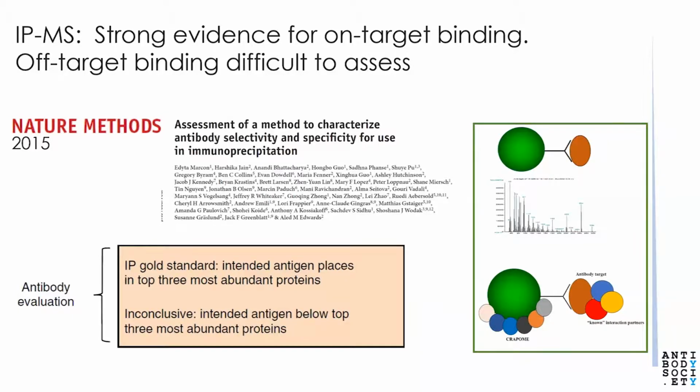The challenge with this approach is that usually the immunoprecipitate contains hundreds of proteins, and it's difficult to determine which of these 100 proteins are interaction partners of the intended target, which ones are cross-reactive proteins, and which ones are simply sticking to the beads used for the pull down. So IPMS, when used in this way, which is to use antibodies to pull down proteins from total cell lysates, can give very strong evidence for on-target binding, but it can be difficult to interpret off-target binding.